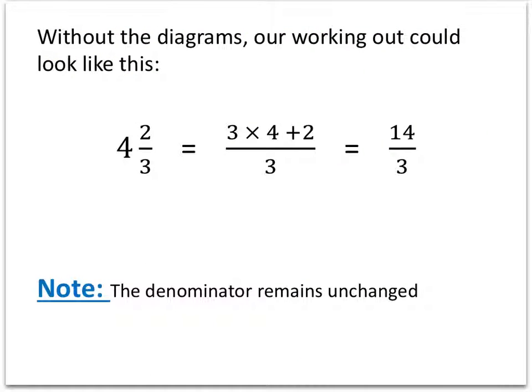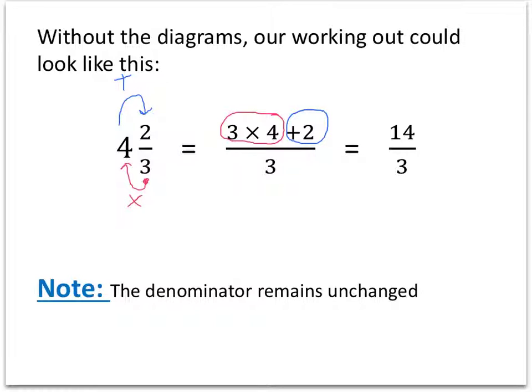Once again, we need a way to work out the answers to these questions without drawing those diagrams that take a long time. So our working out could look like this. The trick is that we start at the 3 and we go from the 3 to the 4, and this is where we multiply. And you can see that we've done that part over here, 3 times 4. Then from the 4 we go to the 2, and this is the part where we add. And you can see that part over here.